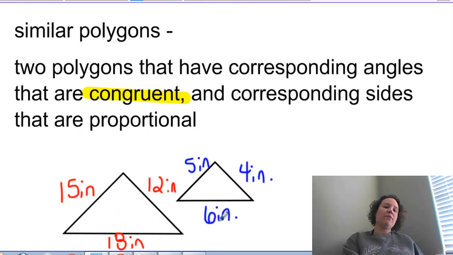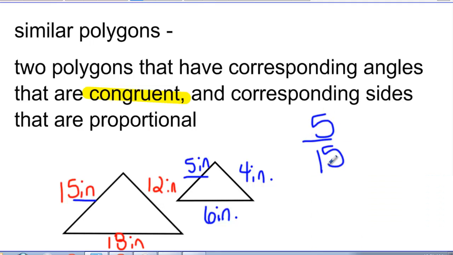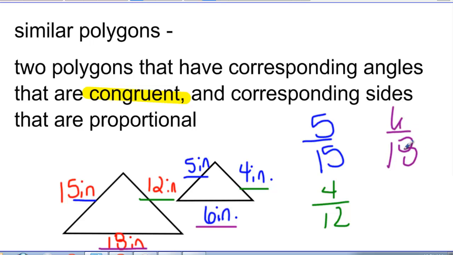So notice here that if I write ratios of the different sides that correspond to each other, for example, this side and this side, I could write a ratio of 5 to 15. Or if I did the sides that correspond to each other here, I could write a ratio of 4 to 12. Finally, I could write a ratio of the bottom 2 sides, and that would be a ratio of 6 to 18. And there's lots of ways of showing that those are equal to each other. We could use any of the ways, change them to decimals, simplify them, or cross multiply, and we would show that those are all equal.